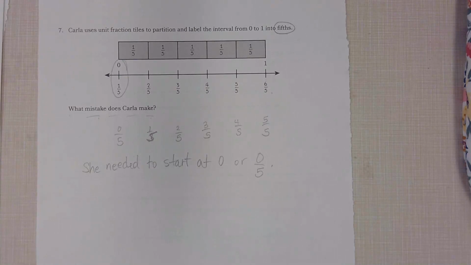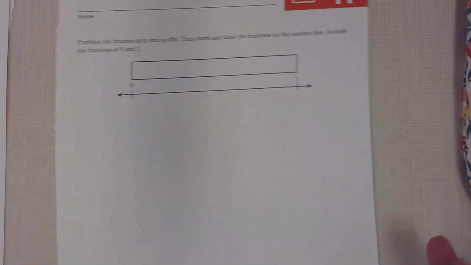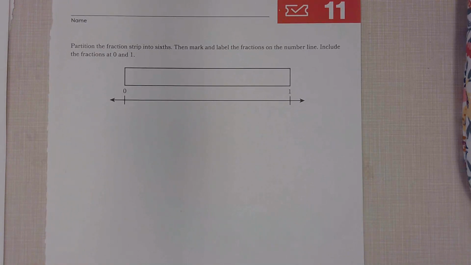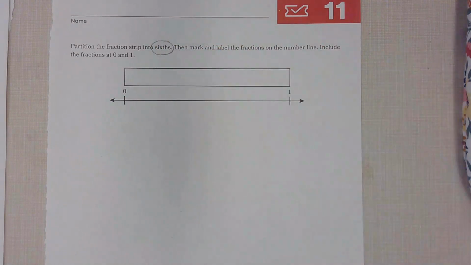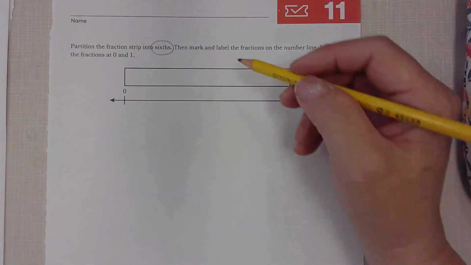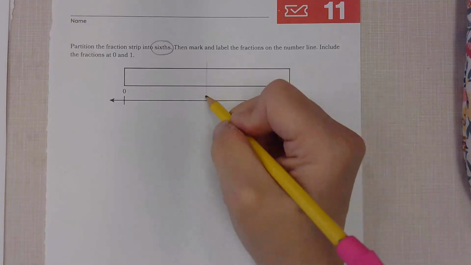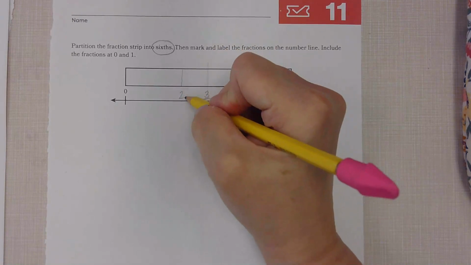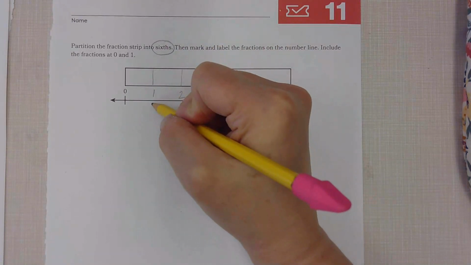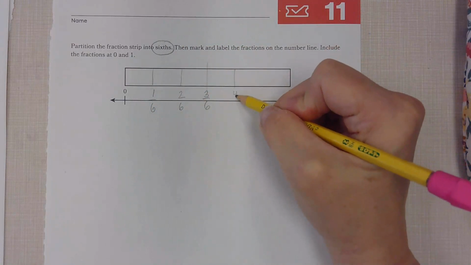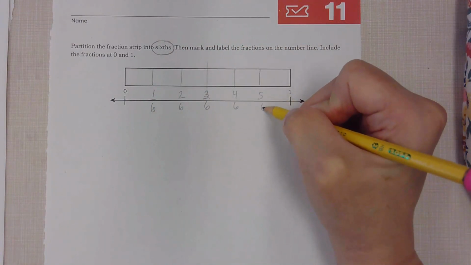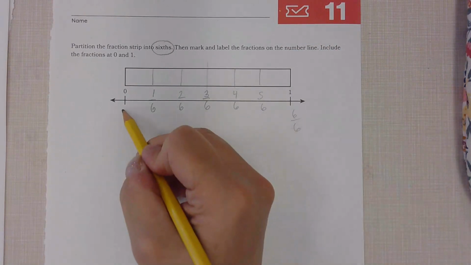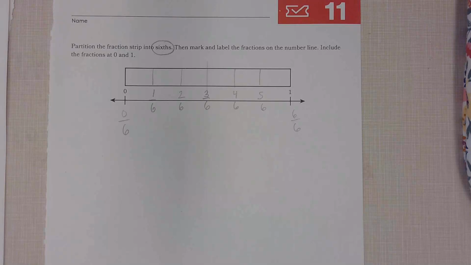All right, moving on to number 7. Number 7 says partition the fraction into sixths, then mark and label the fractions on the number line. Include the fractions at 0 and 1. So it's telling us sixths. We know that 3 pieces out of 6 is half. So we're going to start here, okay? And we're going to work backwards. 3 pieces out of 6. So then we have 2 pieces out of 6, and we have 1 piece out of 6. And that would be 4 pieces out of 6, and that would be 5 pieces out of 6. That would be then 6 pieces out of 6, and again, that 0 marking should be 0 pieces out of 6.